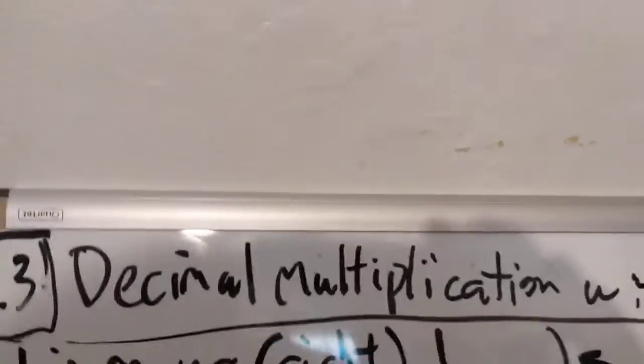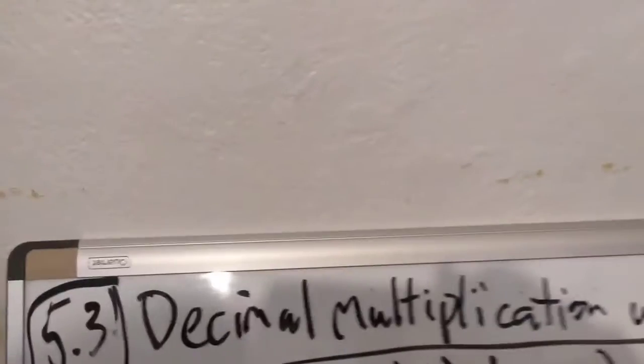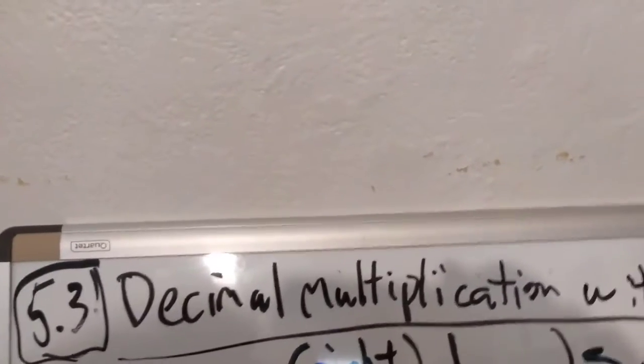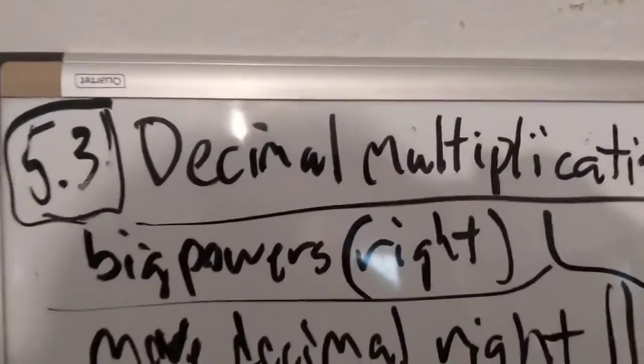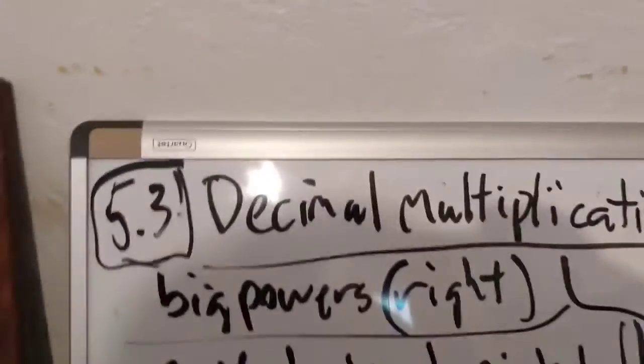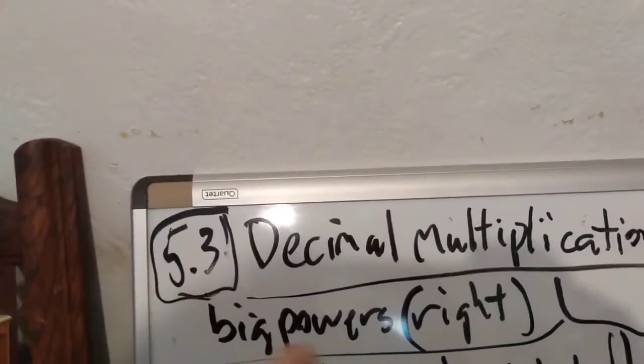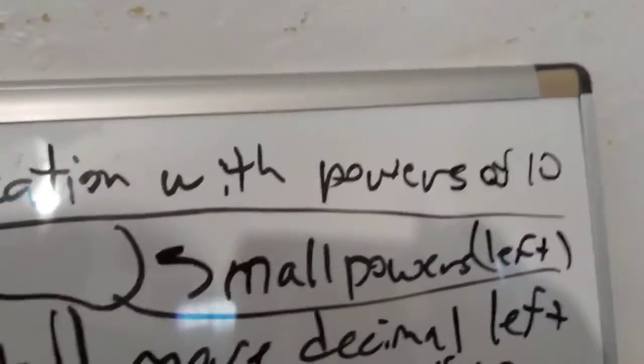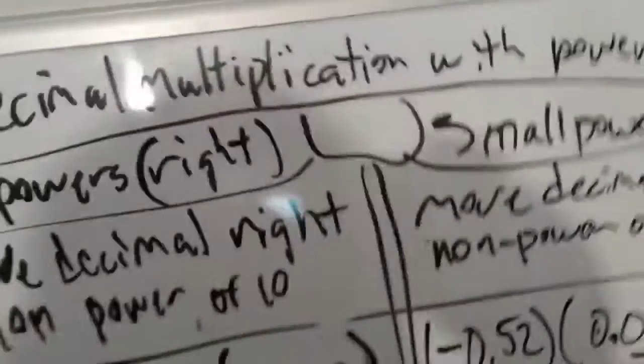So 5.3, this is still 5.3 for all you Math 020 listeners or pre-algebra. Decimal multiplication with powers of 10 though. So it's multiplying decimals with powers of 10 only. For big powers of 10, you're going to move the decimal place to the right. The decimal point is going to move this way, right? For small powers of 10, you're going to move back the other way. So that means you'll be going to the left. So you'll be moving back this way.